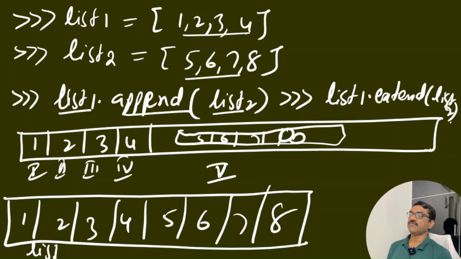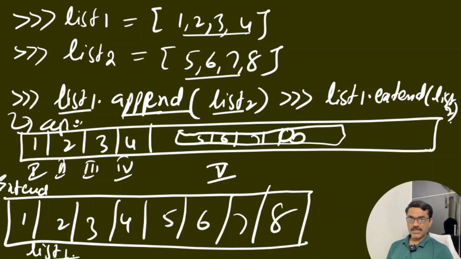So this is the name of the list, list 1. The total result is stored in list 1. This is the main difference between append and extend. This is about extend and this is about append. This is the example, some diagrammatical representation to distinguish append and extend.